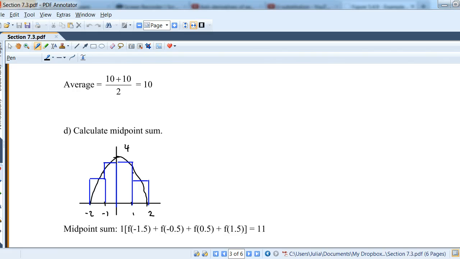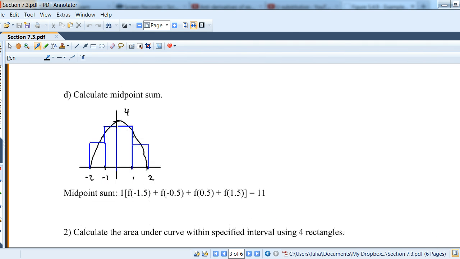And for the midpoint sum, what I did was I drew them, and notice each midpoint is right in the middle between the two endpoints. So the first one is negative 1.5, the next one is negative 0.5, then 0.5, then 1.5. And I plug them in, and the easiest way to do it is to graph it and use the table feature on the calculator if you don't want to do them each individually. That's what I think I did. I graphed negative x squared plus 4, and then used the table. So I get 11. So notice it's a slightly different value, maybe a better approximation for the area.